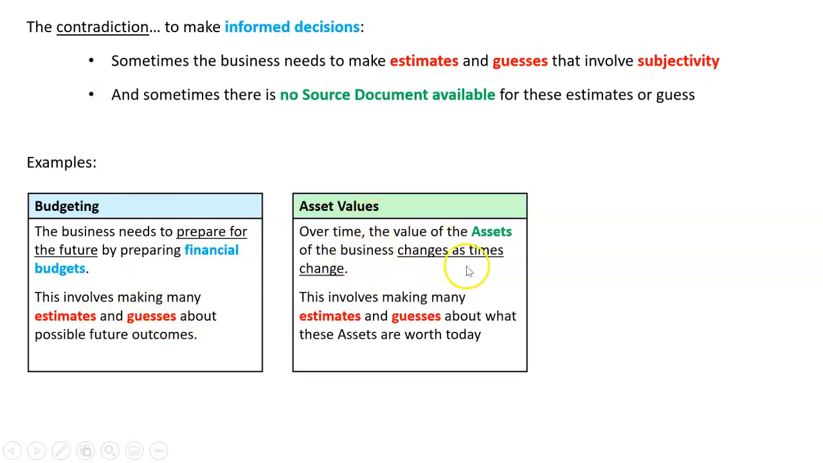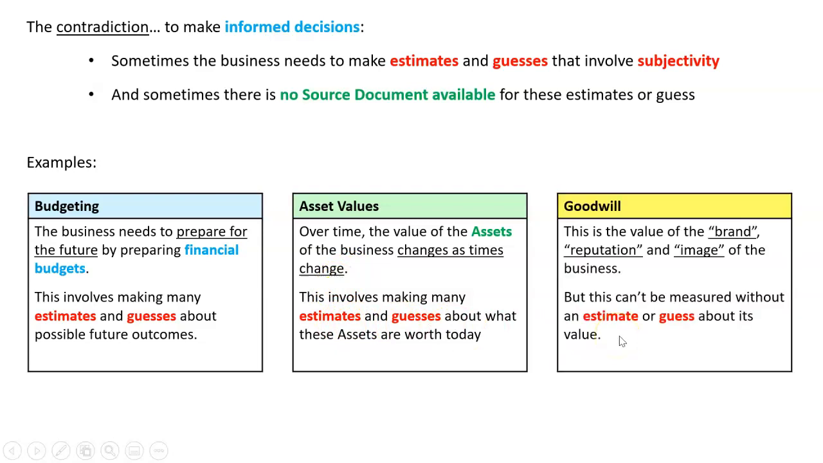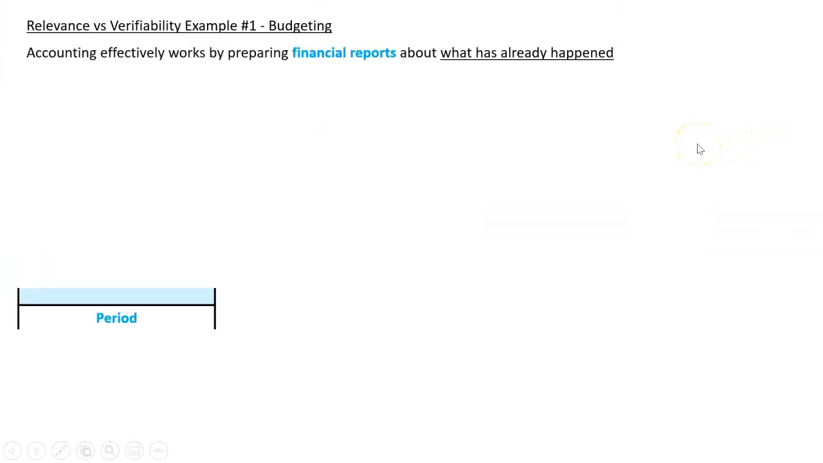Asset values. Over time, the value of the assets of the business changes as times change. But how much is something worth today? Well, that involves an estimate and a guess. And the last one is goodwill. That is the value of the brand, reputation, or image of the business. But how do you even figure, how do you put a dollar value on that? Well, that involves an estimate or a guess. So let's look at each of these one at a time as good contradictions between relevance and reliability. So let's look at budgeting.